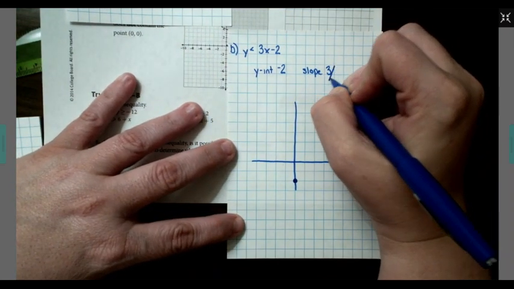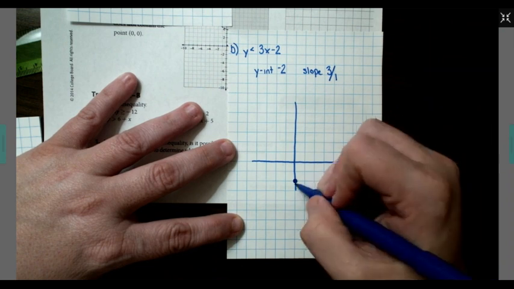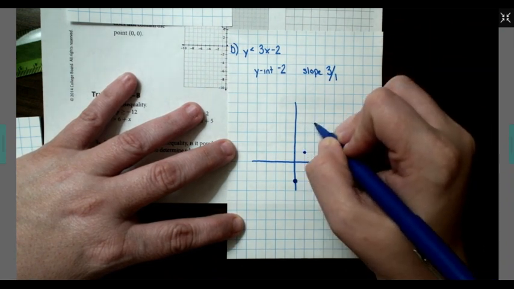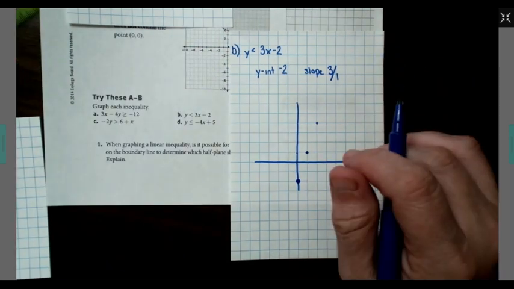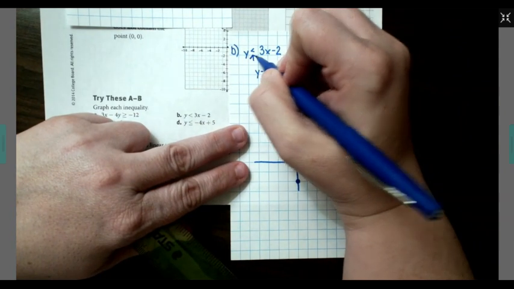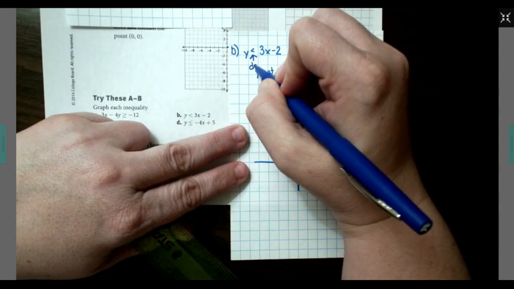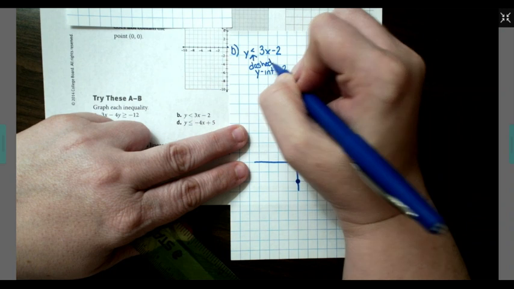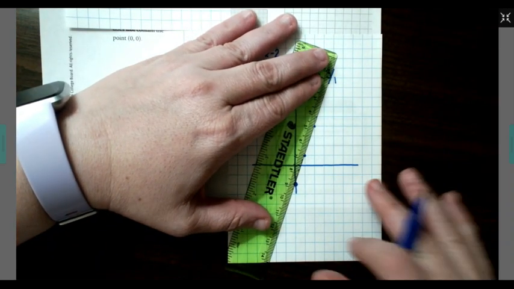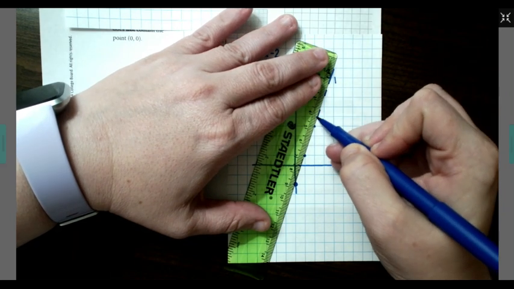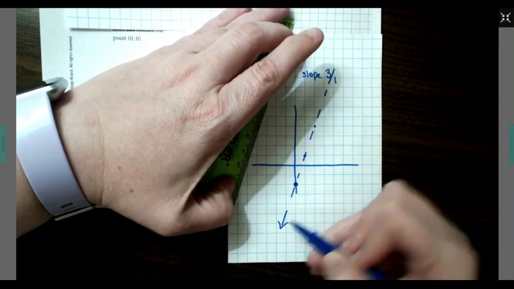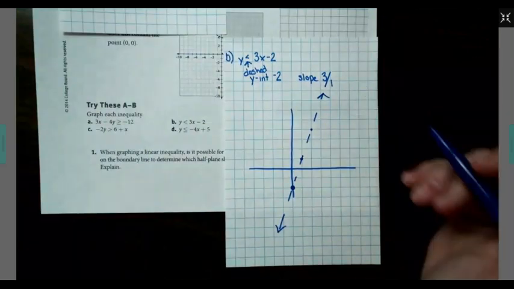Now remember, we can always write this as a fraction of 3 over 1. So we're going to go up 3 over 1. Now, look at your inequality symbol. No equal to. So this is going to be a dashed line. So make sure that whenever you do this, you pick up your pencil as you graph the line to leave gaps and spaces in between so we know that it is not equal to.